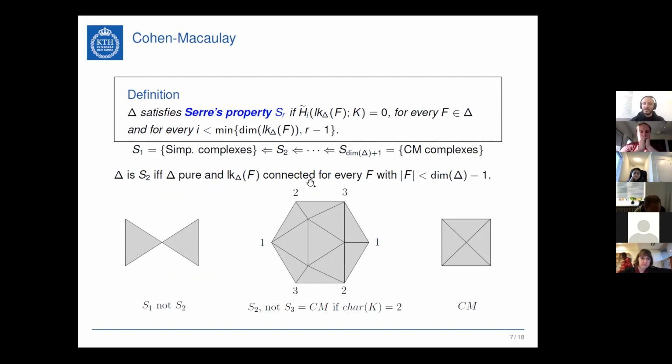The simplicial complex in the middle is a triangulation of the real projective plane. It is S2 because it's a triangulated surface, but having the S3 property, which in this case coincides with S dimension of delta plus 1, that is to say the Cohen-Macaulay property, holds if and only if the characteristic of the field is 2. And the last complex is just a very basic triangulated ball. So this is Cohen-Macaulay.